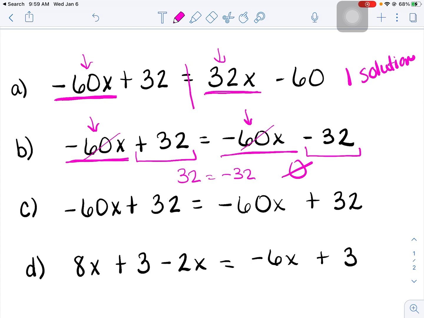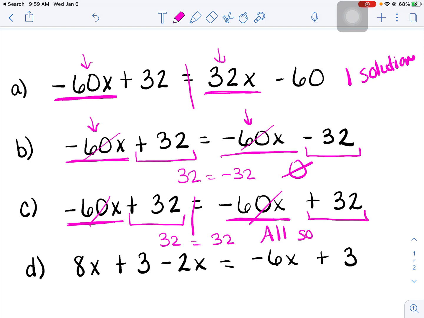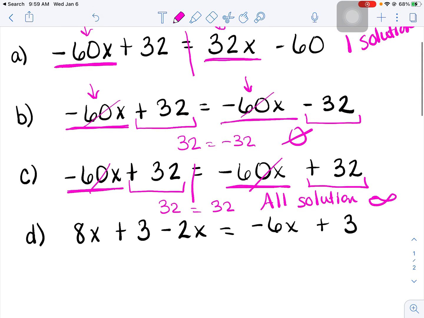Let's go to C. First, we're going to look at our x's and see what's beside them. We have a negative 60 here and a negative 60 here. We know those are the same, so they're going to cancel out. They're on either side of the wall of the equation, so they're going to cancel out. And we look and see what's left. We have a positive 32 here, and we have a positive 32 here. 32 is equal to 32. That's a true statement, so this is an all solution. We can write that with that infinity sign. All right, let's look at D.